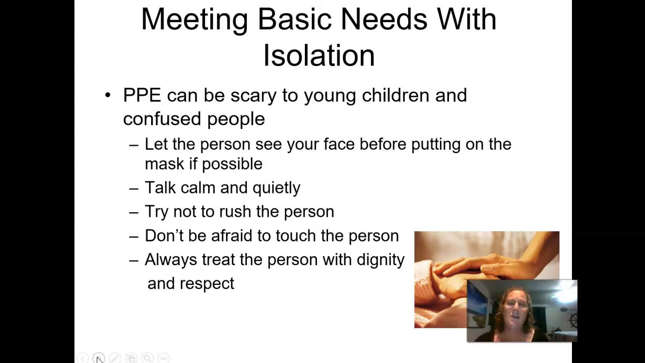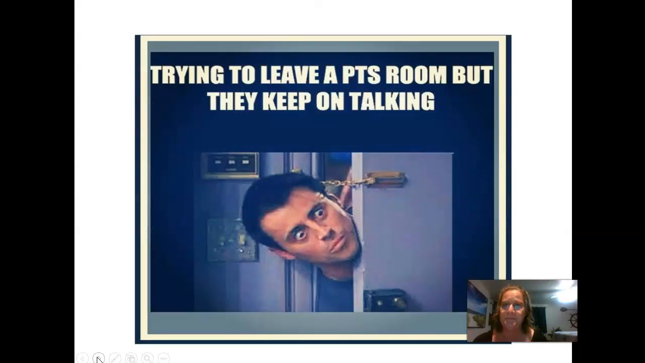These people are scared and they feel alone and they feel isolated. They feel dirty. They feel like nobody wants to be in there with them. And so we still need to give them that sense of connection. It's going to be really important. So always treat that person with dignity and with respect.